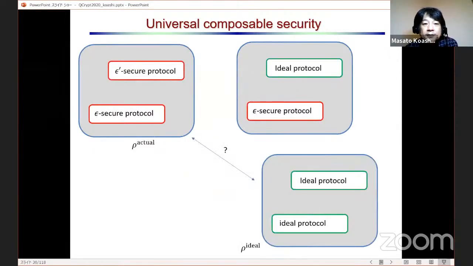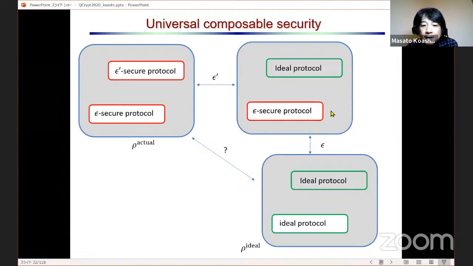Now, a good thing about this measure is that it is composable. Sometimes we want to measure the imperfection of the case where two or more protocols are used at the same time, and compare with the ideal situation. But you can always make an intermediate situation like this. Then you compare this and this, and the definition of epsilon security assures that the distance between this and this is epsilon prime. Then you compare these two.